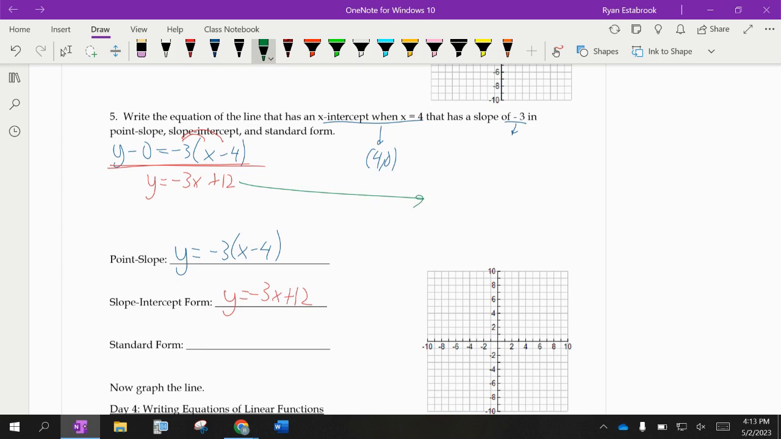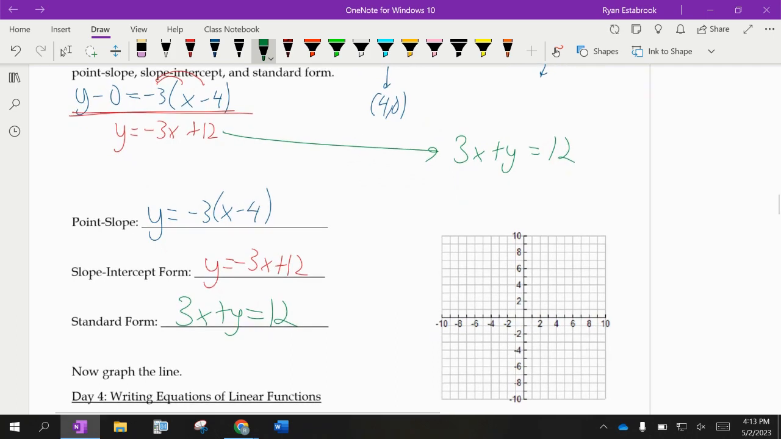And then for standard form, add 3x to both sides. Everything has whole numbers. The leading term is positive, so 3x plus y equals 12. Great, we have our last form. As far as graphing this, I could use any one of these. I like the fact that the slope-intercept form has all integers in it. I'm not worried about any fractions. However, plus 12 is off the graph and it doesn't fit.